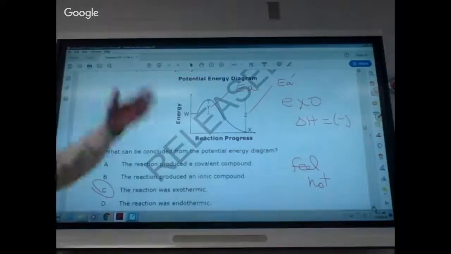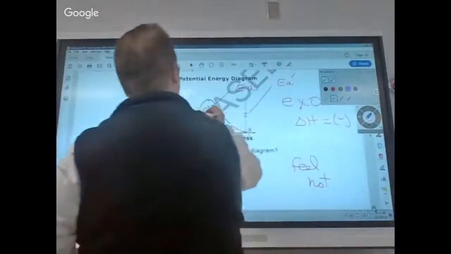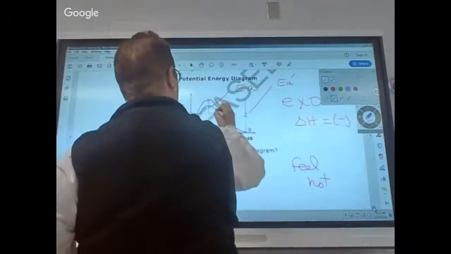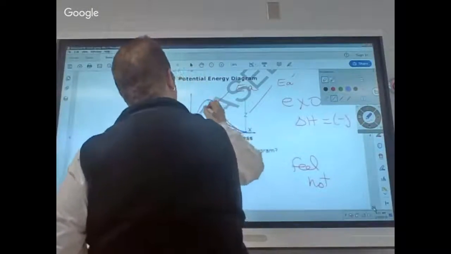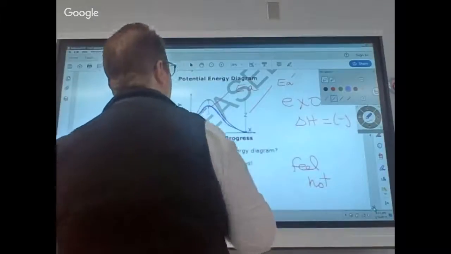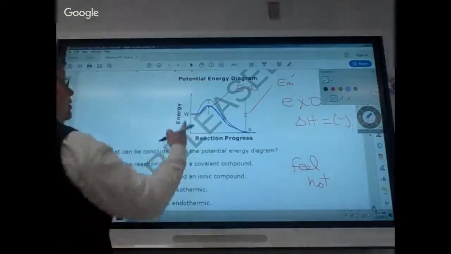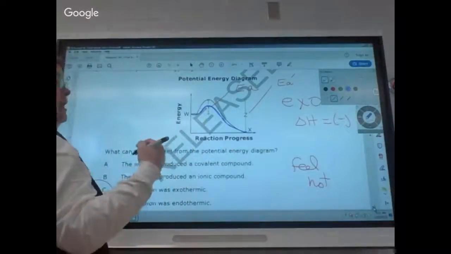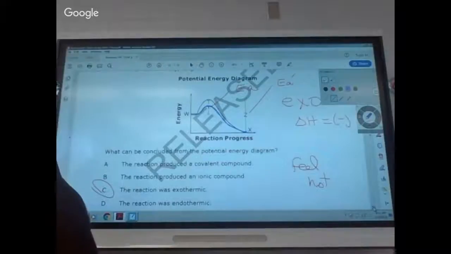Something just popped in my head. Let me point this out to you. Can we talk about adding a catalyst? Yes, I remember. All right, if we add a catalyst, how does the potential energy diagram look? It shrinks, okay?